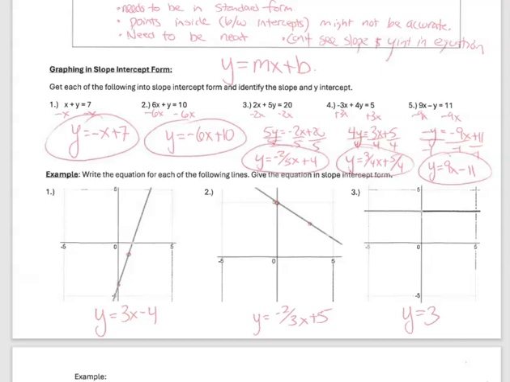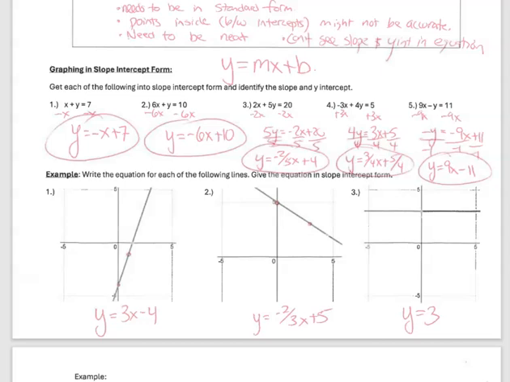The next one, you add 3x to both sides, and no, you cannot do 5 plus 3x equals 8x. They are not like terms. So you get 4y equals 3x plus 5. You divide by 4 on all the parts, and you end up with y equals 3/4 x plus 5/4. Yes, a y-intercept can be a number that is not a pretty whole number.